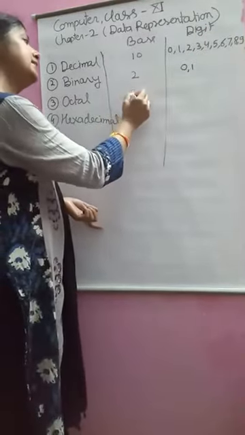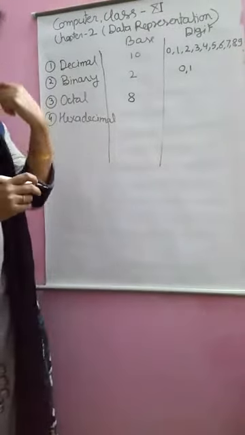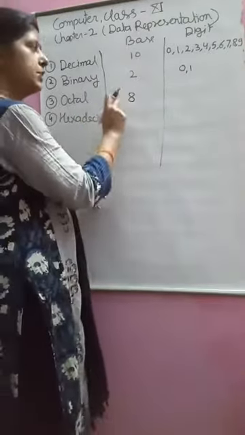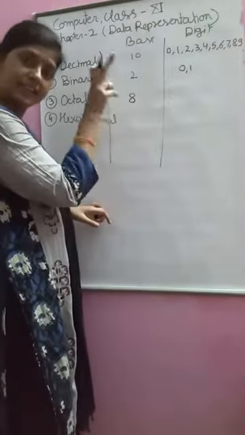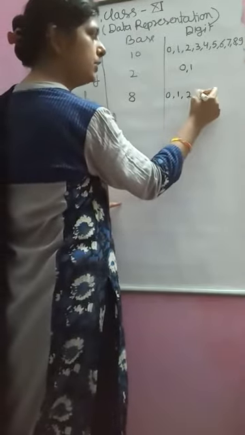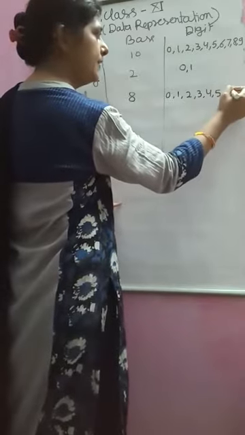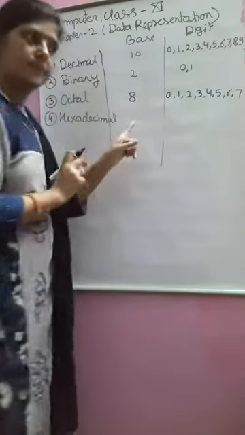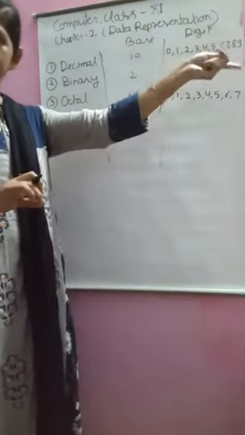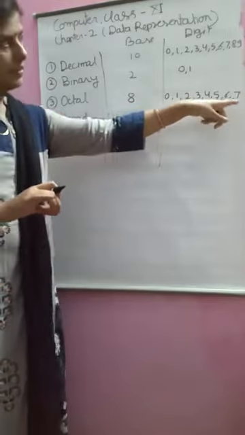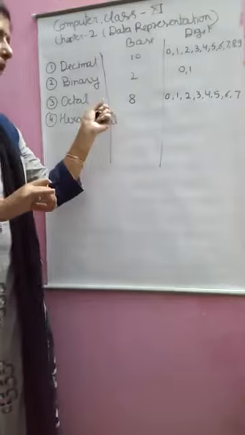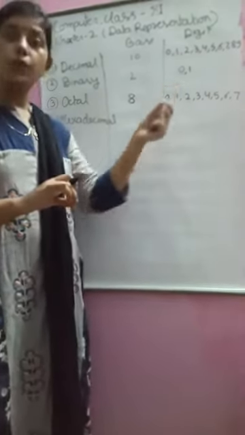Octal number. The octal number base is 8 and the digits used to write an octal number are from 0 to 8 minus 1, that is 7. Means from 0 to 7: 0, 1, 2, 3, 4, 5, 6 and 7. If a number is octal, the digits should not exceed 7. For writing a number in octal format, you can use these digits only.